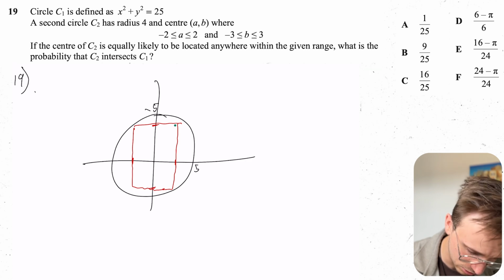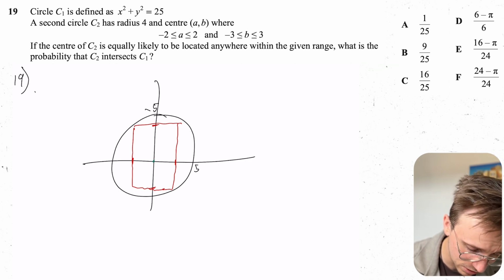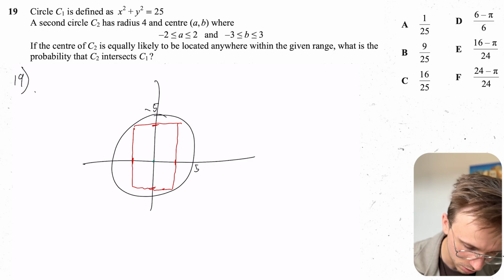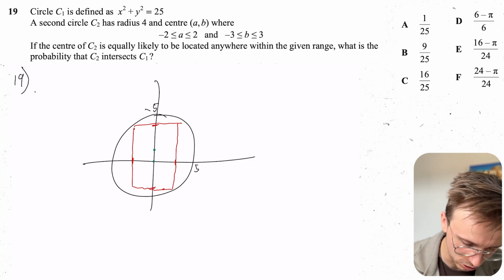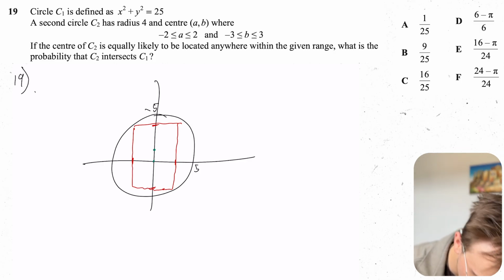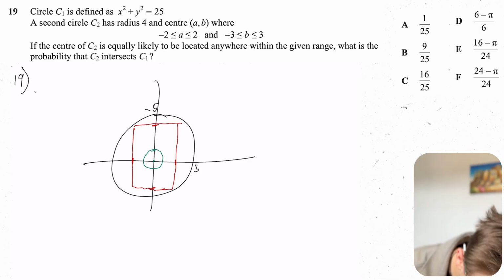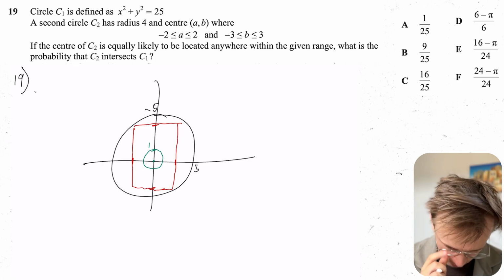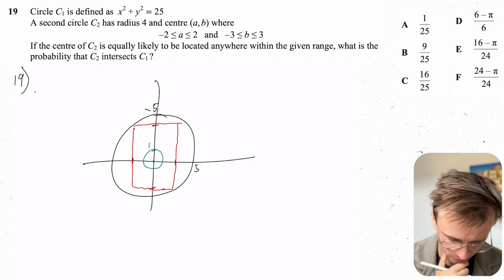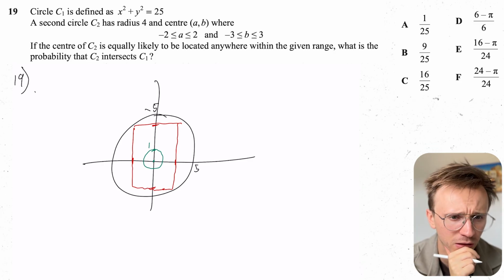There, if that's the centre, it's definitely going to intersect. Oh, but if it's at the centre, it won't. So we need the distance from the centre to any point to be 4. Oh, so that's just another circle. Circle of radius 1. Anywhere on that, and then it just touches. Okay. So then it's just probability, right?